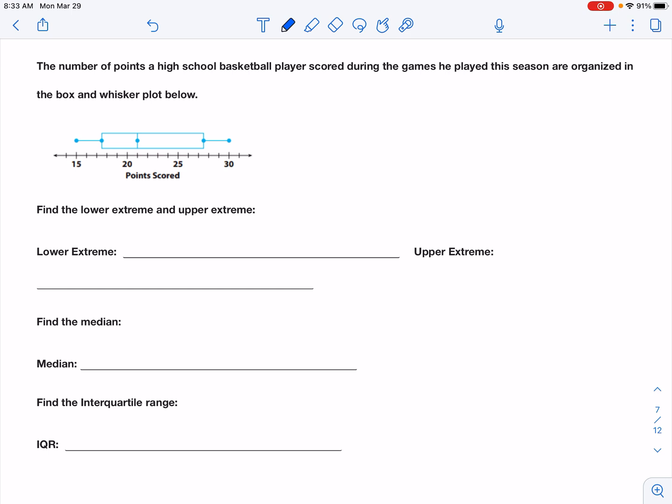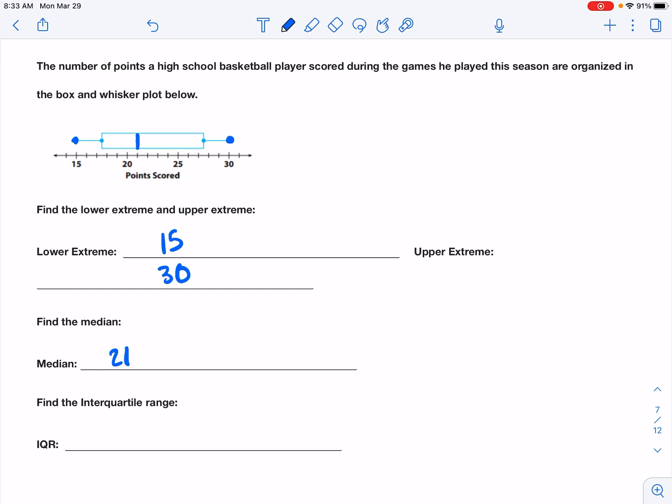Okay, so here we have our box plot of the points scored. So the lower extreme, remember that's the smallest value, so 15. The upper extreme is the biggest value, 30. The median is the line inside the box, so 21.